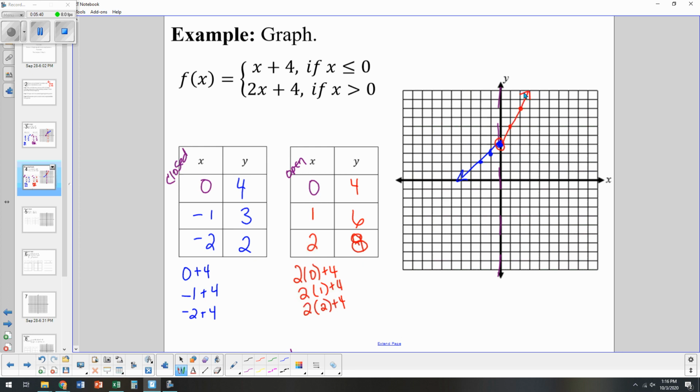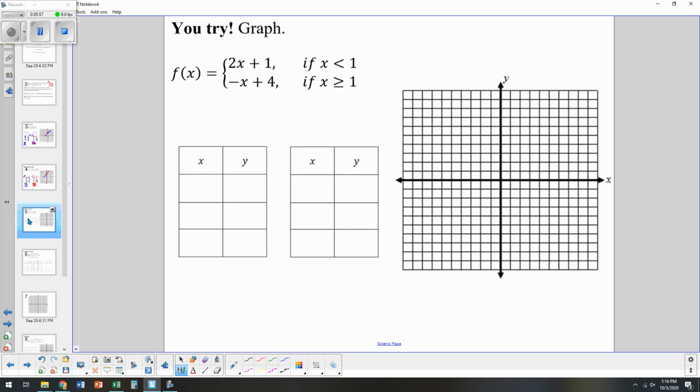All right, so the graphs can overlap each other. That's fine. If we were looking at this picture, we would not have known which one had the or equal to, and it wouldn't really matter which one had the or equal to in this one because the point is already included. So you go ahead and try this one. You can pause it, and I'm going to show the answer.